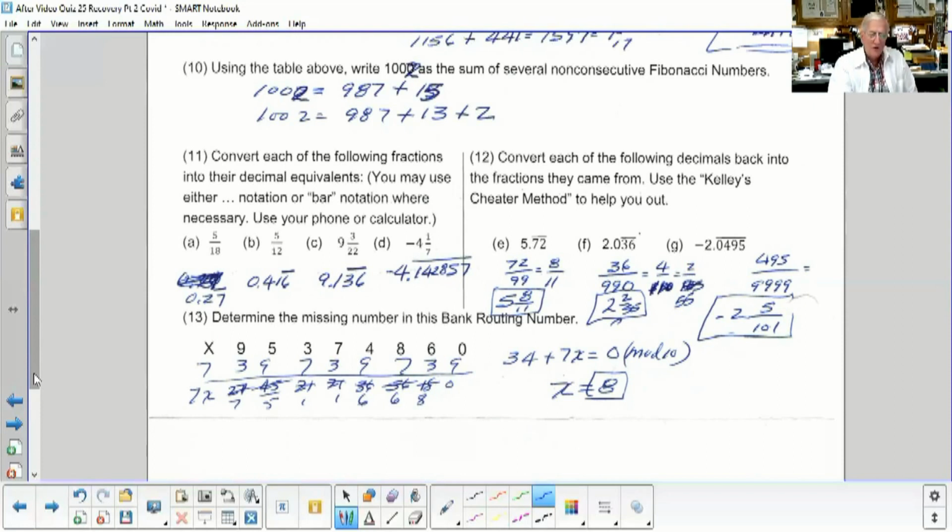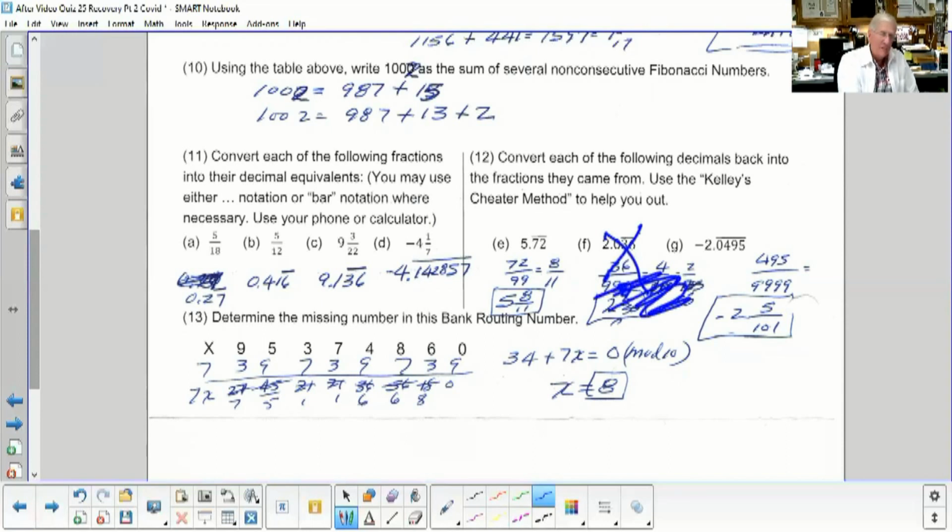36 should be over 3 9s. That should not be a 0 there. That should be 3 9s. I believe it does reduce correctly to 2/55, but I honestly don't know. Oh, excuse me. I'm incorrect. You can't use the Kelly's cheater method to do this, and this is probably wrong. So, I'm sorry, no, we can't do that.